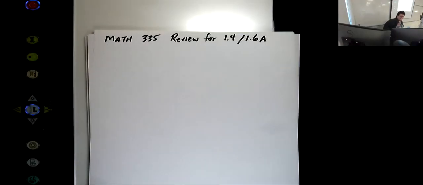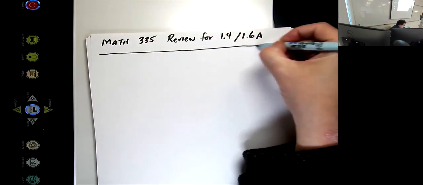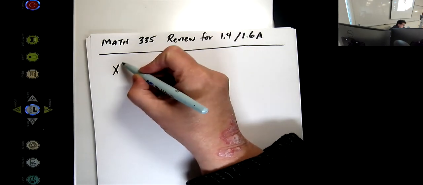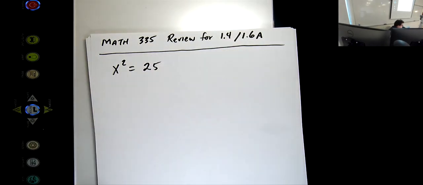All right, everybody, Math 335. Let's get some practice in for solving some quadratic equations. Maybe some other stuff. Just as a quick reminder, how would I go about solving this? Take the square root of both sides, right?